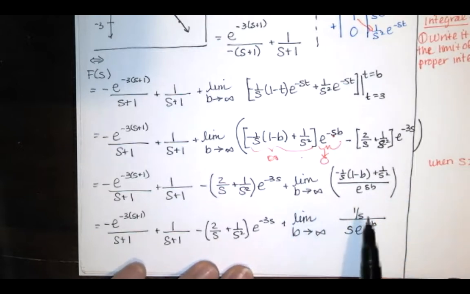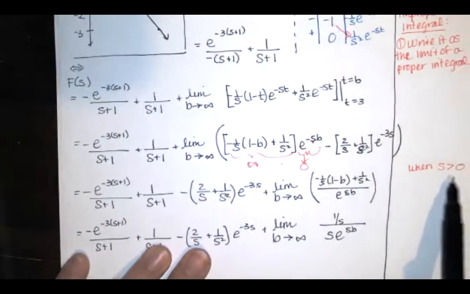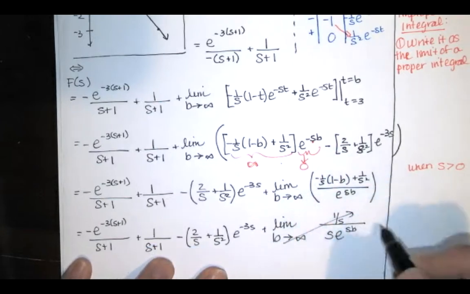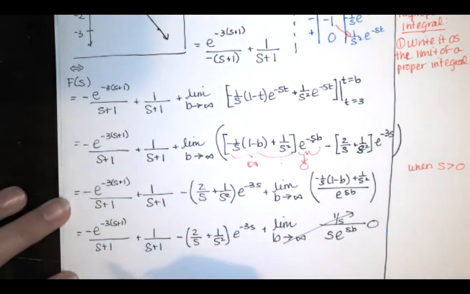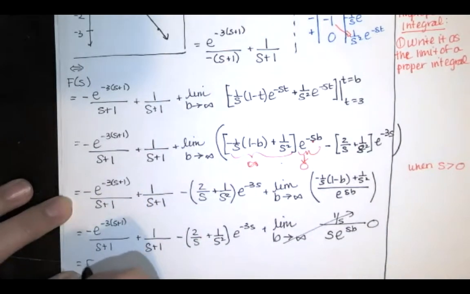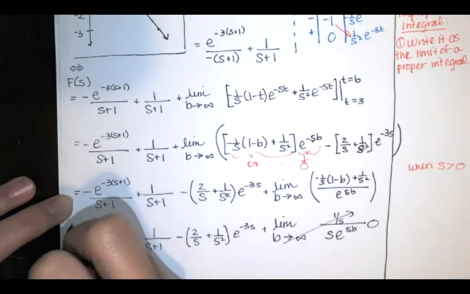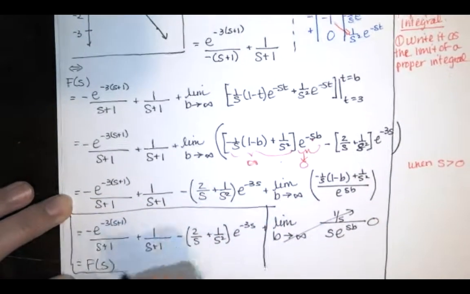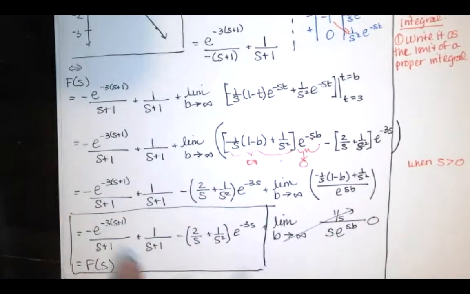And as b goes to infinity, this is a constant over something that's very large, assuming that s is positive, because we've already assumed that. If s is positive and b is positive and b is going to infinity, this is going to be a constant over something very large. So this fraction will be very small. It's going to go to 0. And f of s is equal to this expression right here. So it's equal to this plus 0, but that's the same as just that.